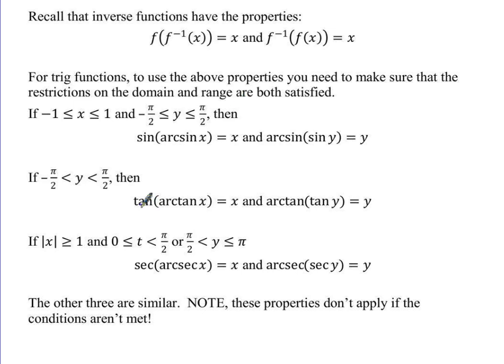Same thing is true for tangent. We have -π/2 is less than y is less than π/2. And if that is the case for your range, then you can apply that property to both sides of an equation and wind up with tangent of arctangent x is just x, or arctangent of tangent y is just y. And finally, the third one. Actually there's 6, but I'm only giving you 3 because the other 3 that aren't on here are very, very similar to what you're seeing here.